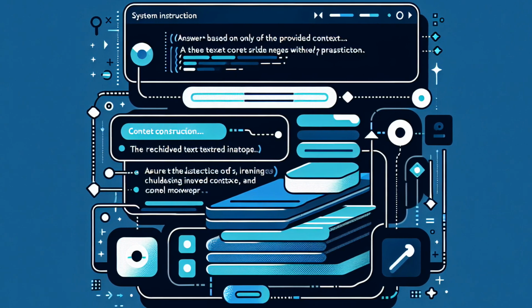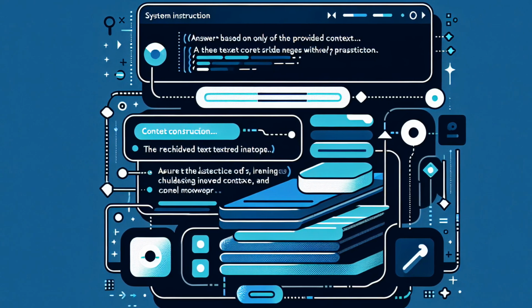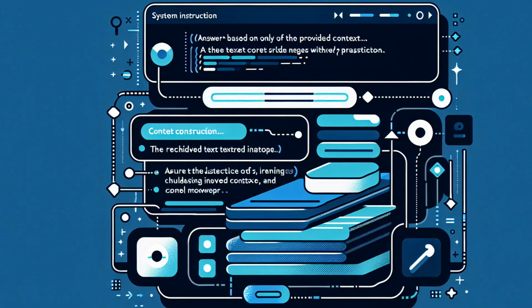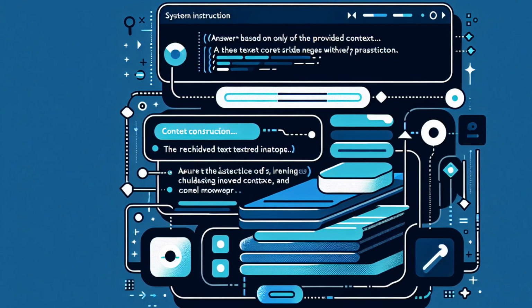Some prompts explicitly say, if the context does not contain the answer, say you do not know. This grounding instruction fights hallucination. The model now has real evidence to work with.